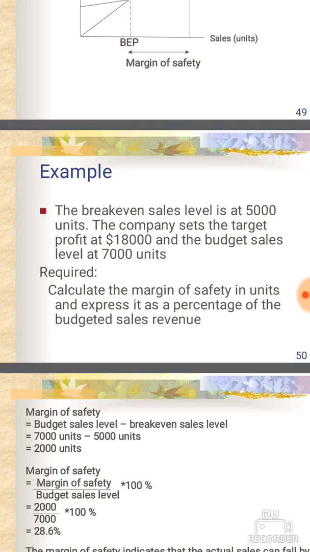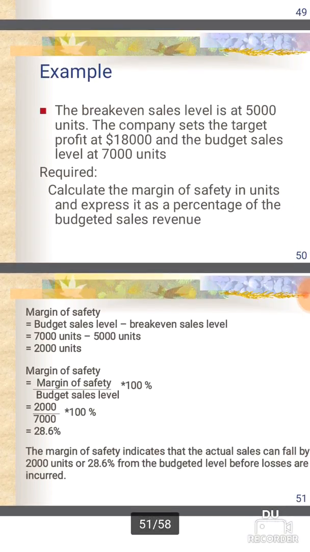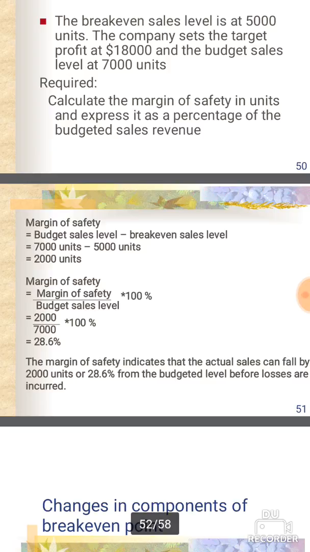The requirement is to calculate the margin of safety in units and express it as a percentage of the budgeted sales. Margin of safety is equal to budget sales level minus break-even sales level: 7,000 units minus 5,000 units equals 2,000 units. Margin of safety percentage is 2,000 divided by 7,000 times 100%, which equals 28.6%. The margin of safety indicates that the actual sales can fall by 2,000 units or 28.6% from the budgeted level before losses are incurred.